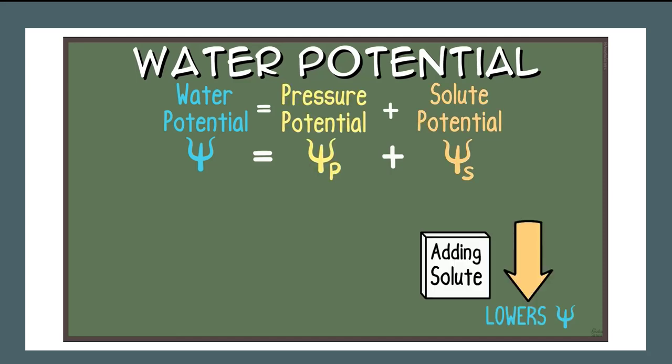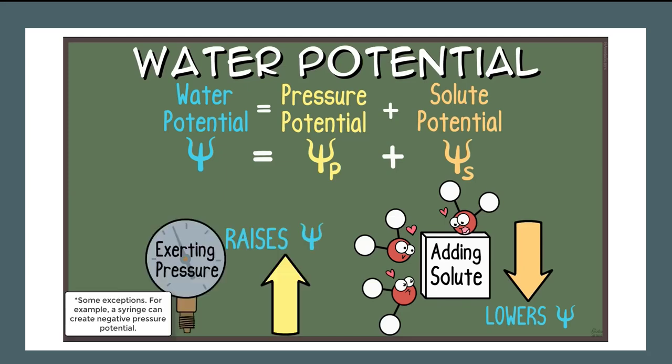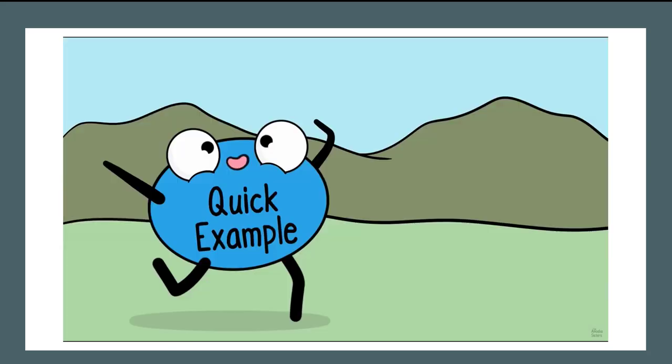Adding solute actually causes the solute potential to have a negative value and the overall water potential to lower. Water will travel to areas of lower water potential, but exerting pressure can raise the pressure potential, a positive value, therefore raising the total water potential. So let's give a quick example.